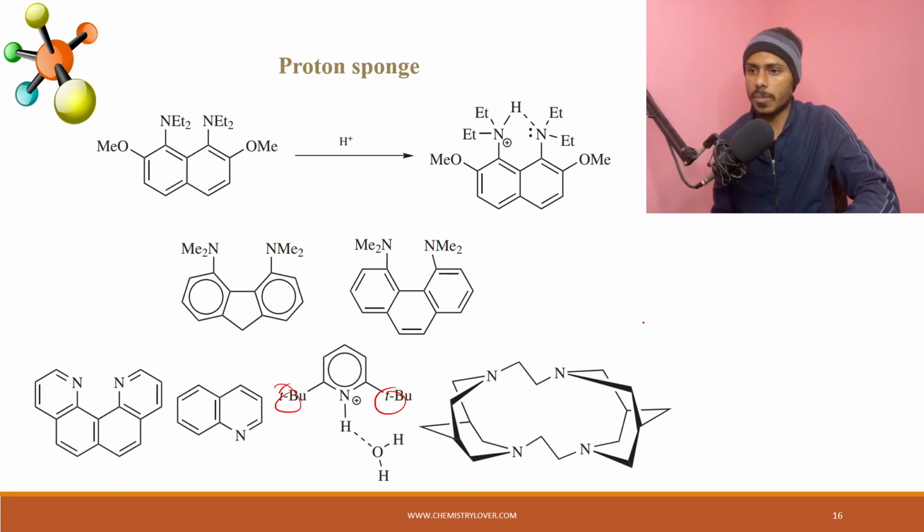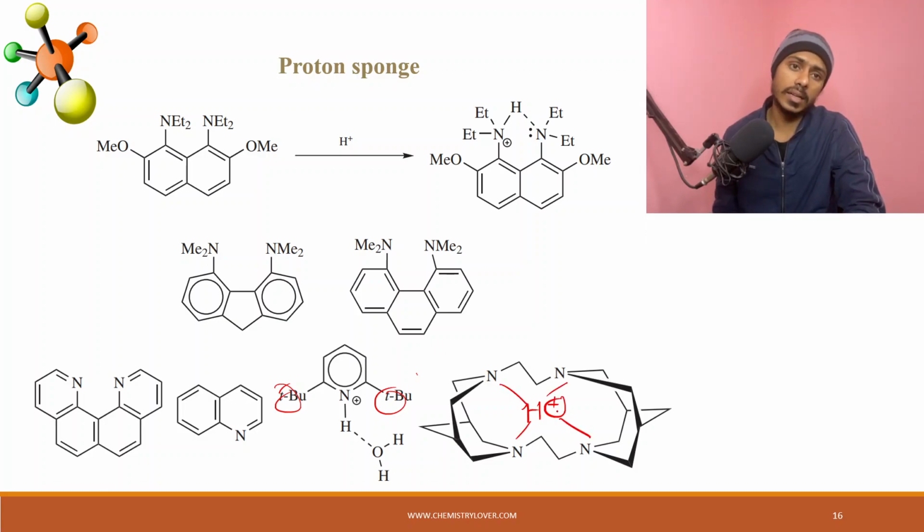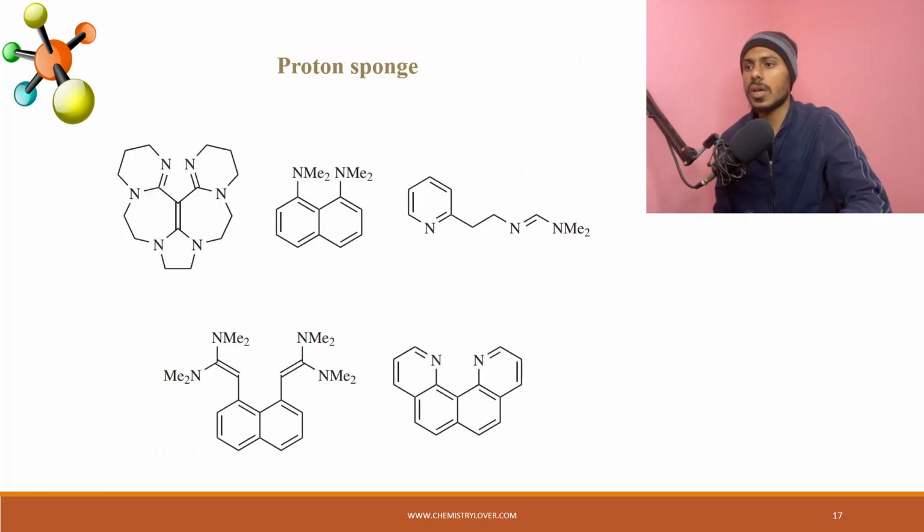For example, this compound, we can see there are four nitrogen centers and a proton can be inside them, like this, but no other thing can enter inside this, or no other thing can interact with this nitrogen. So they are specially designed for the proton, and that's why they are called proton sponge. These are some more examples of proton sponge.